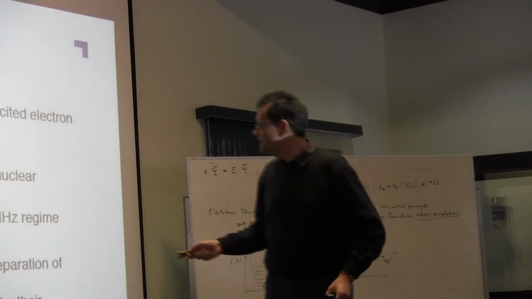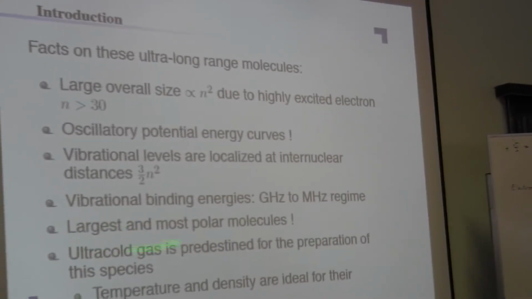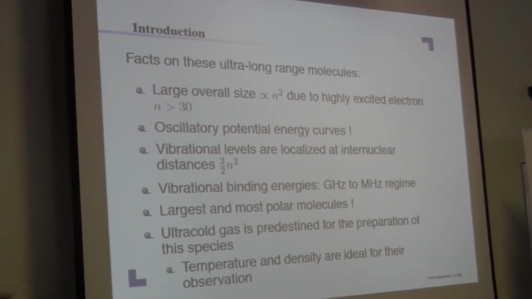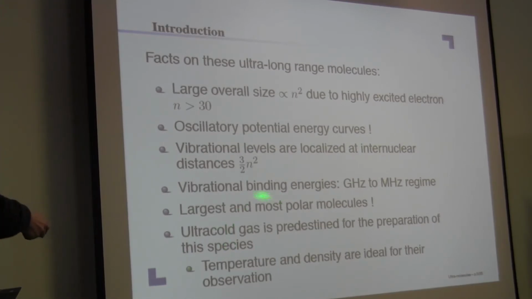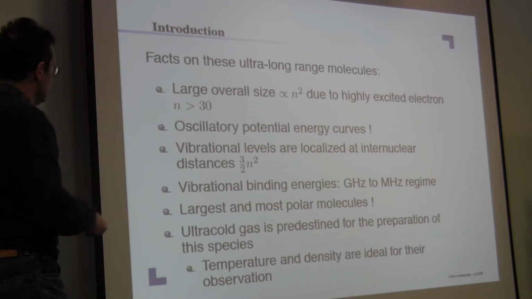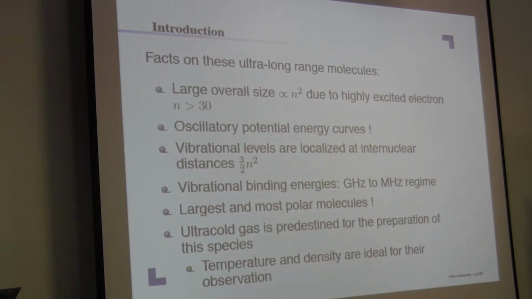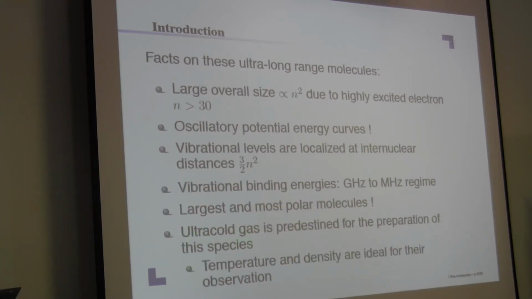Okay, so another feature of these molecules is that they are very polar. You have huge distances between the neutral core and the ionic core, and the decentering, and so you have the largest and most polar molecules you could achieve. Yeah? And this was predicted in 2000 and actually very recently detected experimentally.